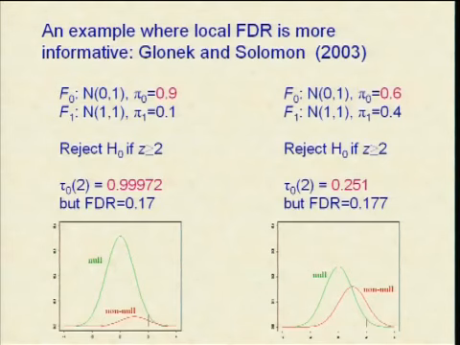Now, if you just modify that 0.9 to 0.6, let it drop to 0.6, the false discovery rate remains the same because it's concerned with what happens on average. But the local false discovery rate, that is this posterior probability now for a gene that's got a z-score of 2, drops to 0.251. So the local false discovery rate is sensitive to what's happening for a particular gene, whereas the FDR is a global rate concerned with what's happening on average.